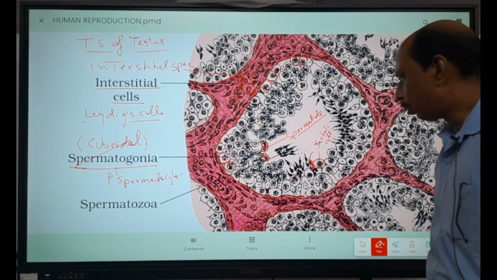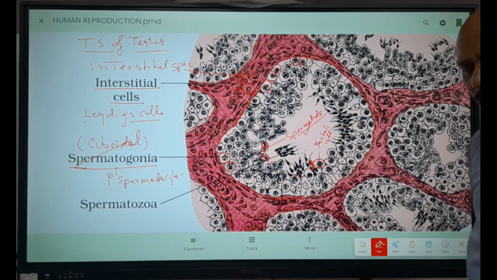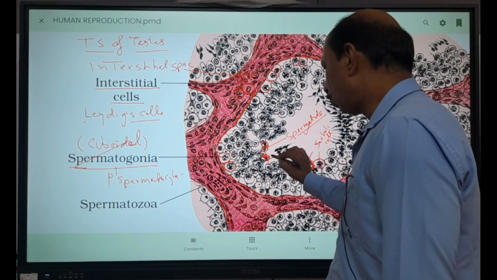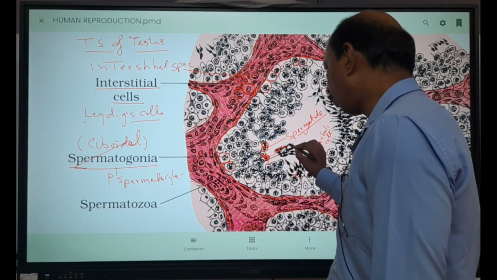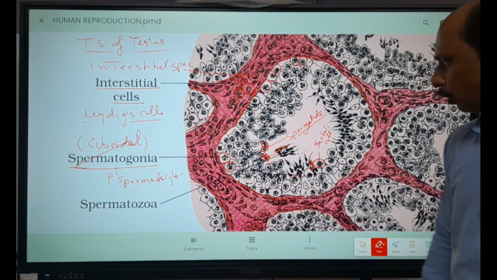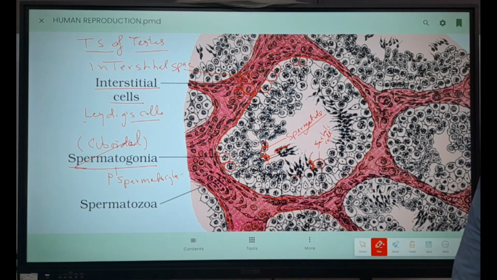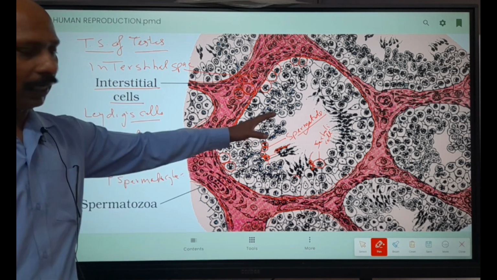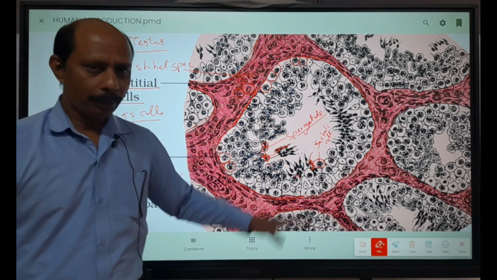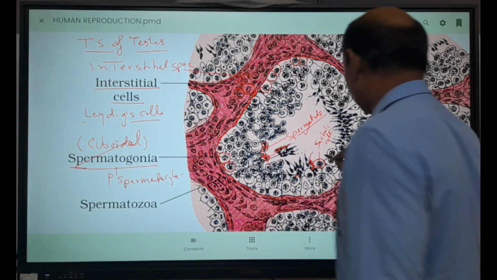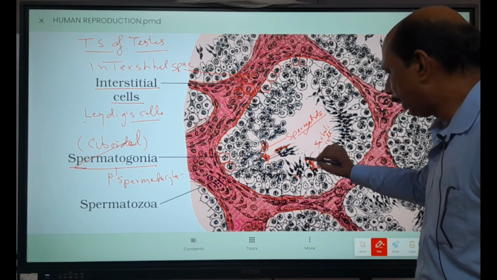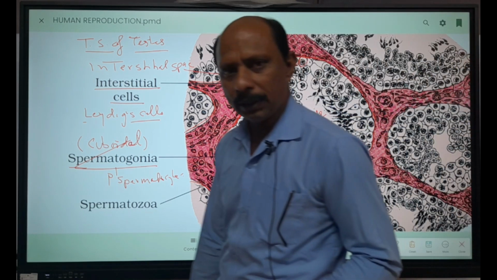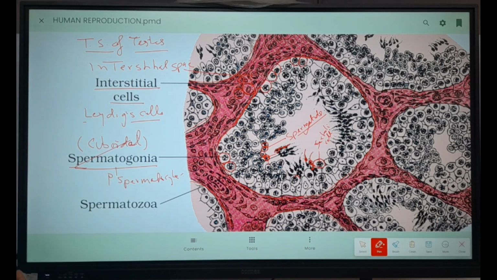They provide nutrients to the spermatids. Now the spermatids are converted from a cylindrical shape to a spermatozoon. This differentiation is called spermiogenesis, right? And when they have a tail, they move and leave the Sertoli cell. When they leave the Sertoli cell, this is called spermiation, right?